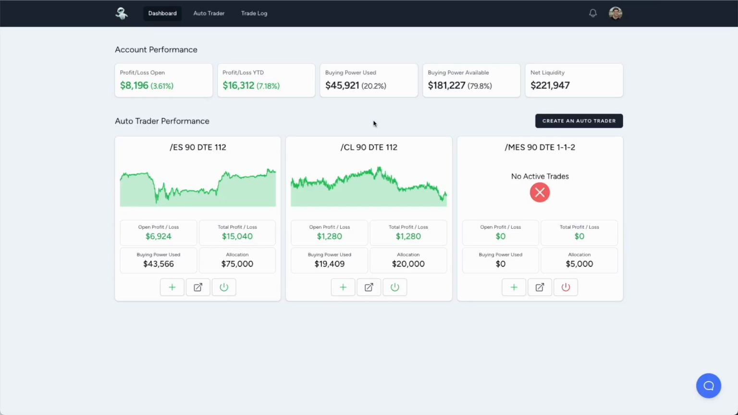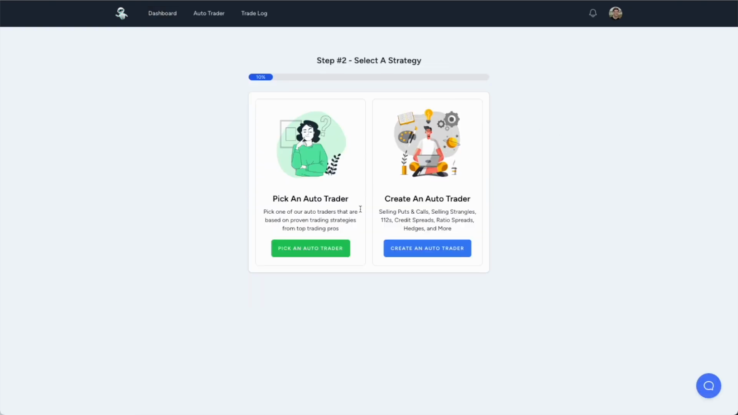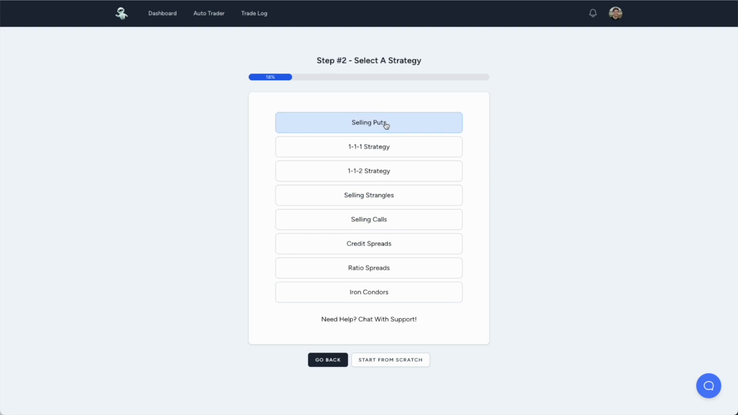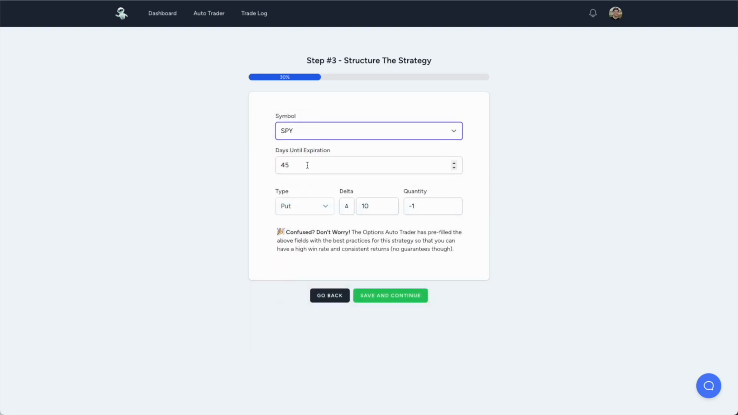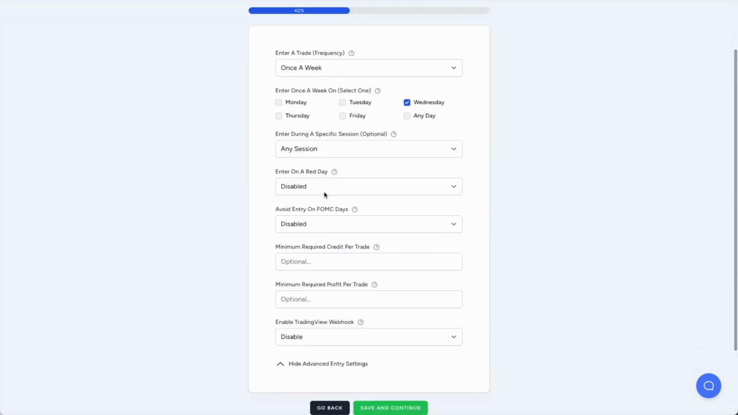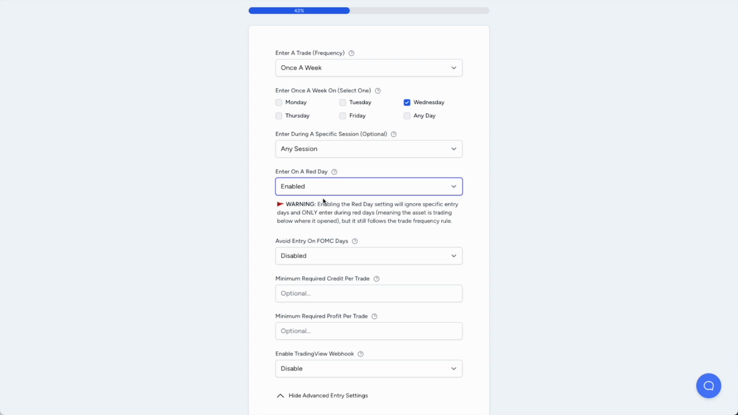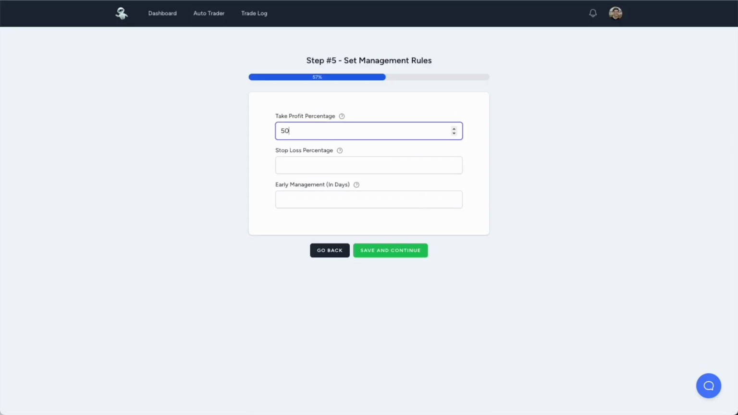So for the next example, I'll show you how to create an auto trader that sells puts on red days. This is very simple. We go to create an auto trader, select an account, create an auto trader. We sell puts. We pick the asset we want to trade on. So let's say SPY, 45 days out, 10 delta. That's pretty safe. We go once a week, and then we only enter on a red day. So this means we're only going to enter on red days. So just like that. We set our take profit. We'll follow some Tasty Live mechanics, which is 50% take profit, 21 days until early management.